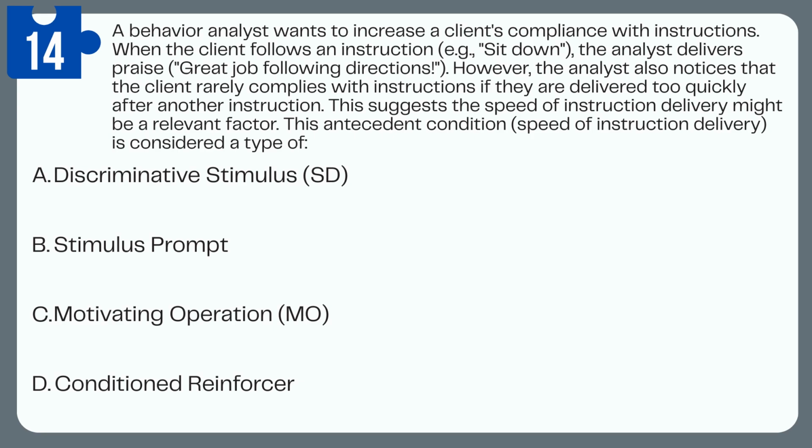Question 14. A behavior analyst wants to increase a client's compliance with instructions. When the client follows an instruction, for example, sit down, the analyst delivers praise: "Great job following directions." However, the analyst also notices that the client rarely complies with instructions if they are delivered too quickly after another instruction. This suggests the speed of instruction delivery might be a relevant factor. This antecedent condition, speed of instruction delivery, is considered a type of A. Discriminative stimulus, SD. B. Stimulus prompt. C. Motivating operation, MO. D. Conditioned reinforcer.